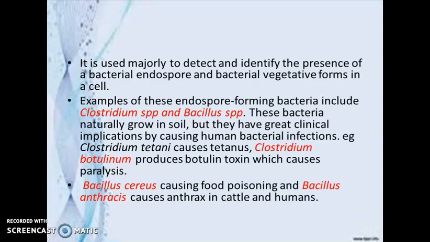Next is Bacillus cereus. It also causes food poisoning, such as vomiting, stomach pain, and nausea. And next is Bacillus anthracis. It causes anthrax in cattle and humans. These are the examples of bacteria producing endospores.